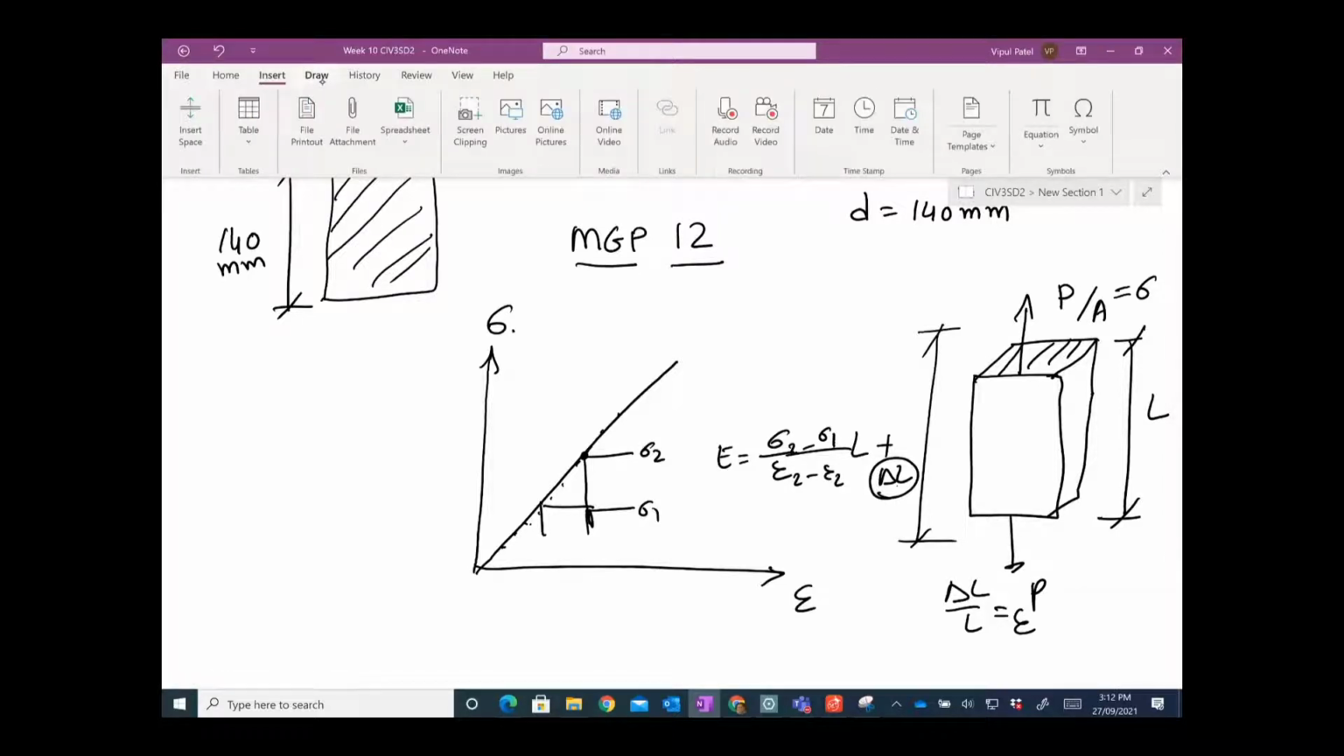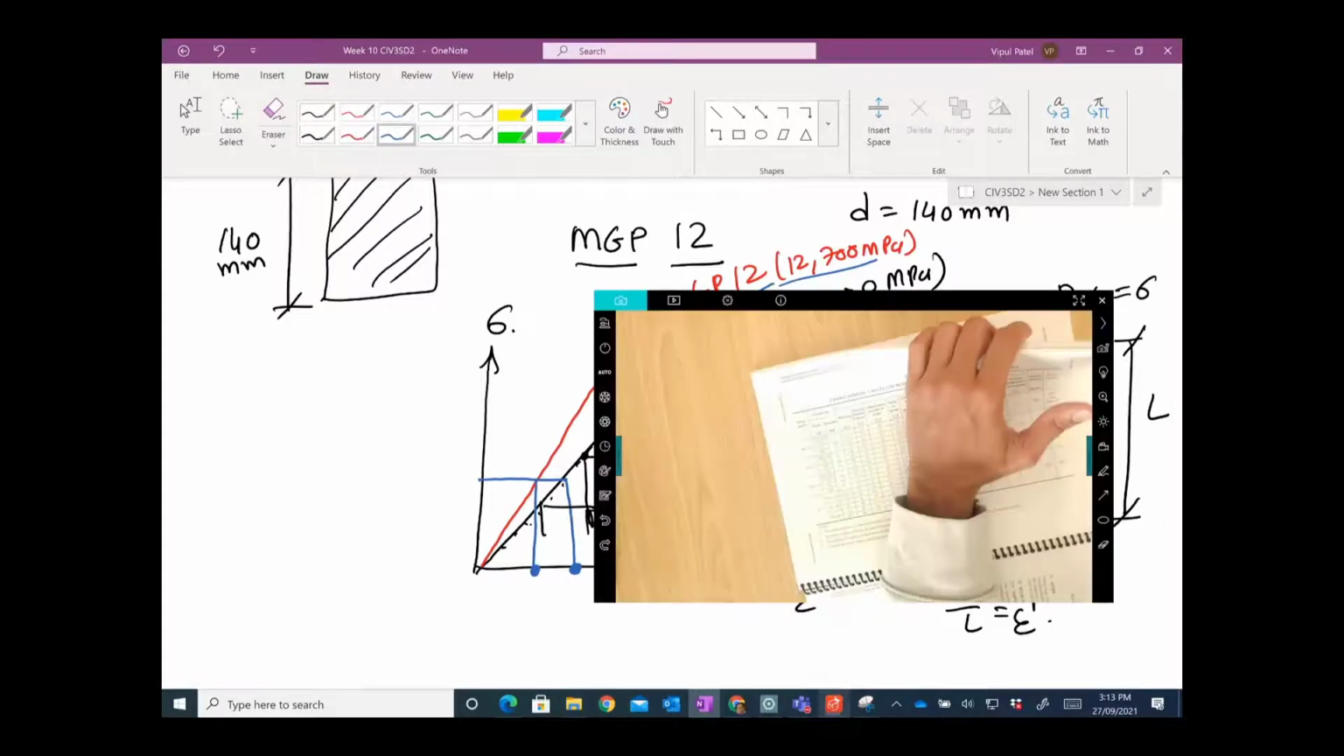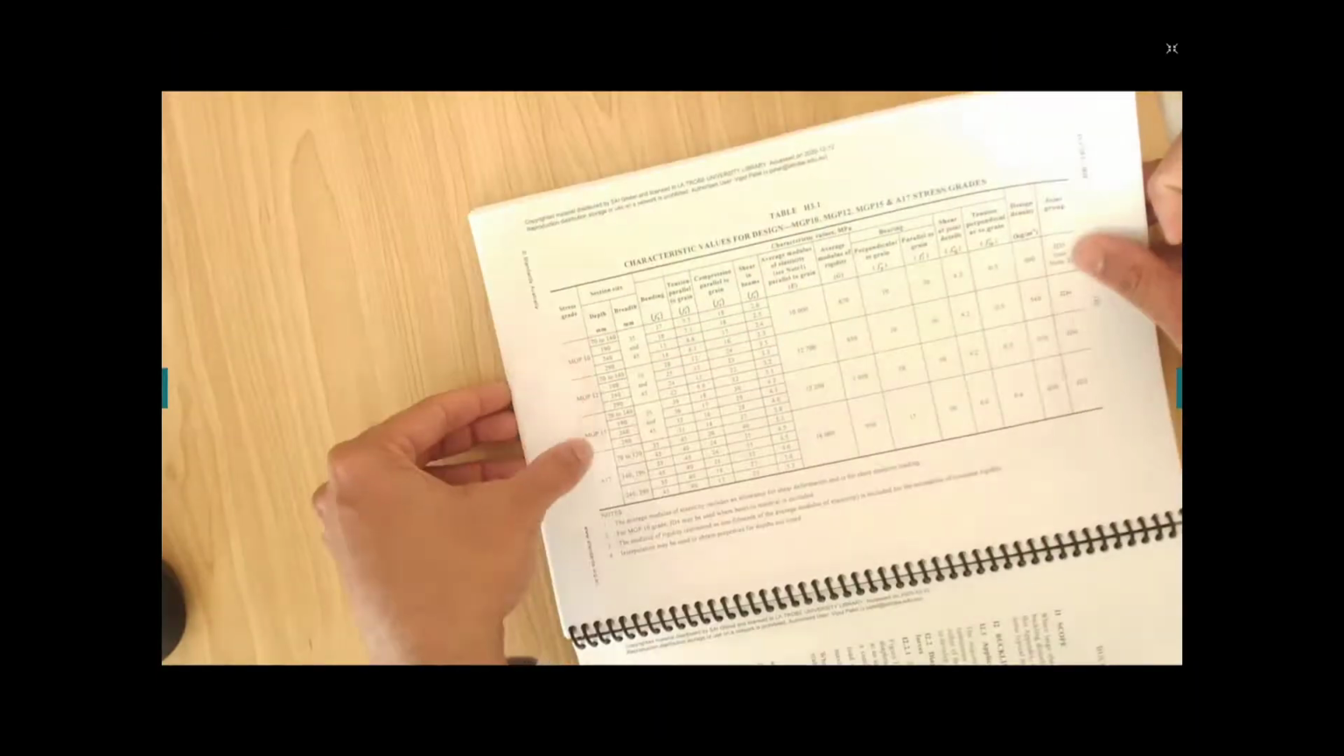Now let's say this is MGP 10, which is just 10,000 megapascals as a Young modulus. If I test MGP 12, I will get this slope, right? That is MGP 12, let's say 12,700 megapascals, so your slope is increasing. For that case, if I apply the load on the beams, this one will deflect less and this one will get more deflection. If you use a higher Young modulus for the same loading, you get less deflection, so it's stronger. That's what these numbers represent, MGP 10 and 12, and you can't just go more than that.